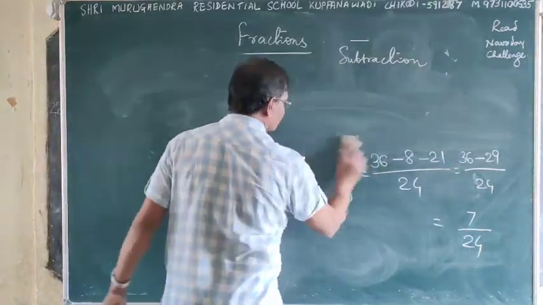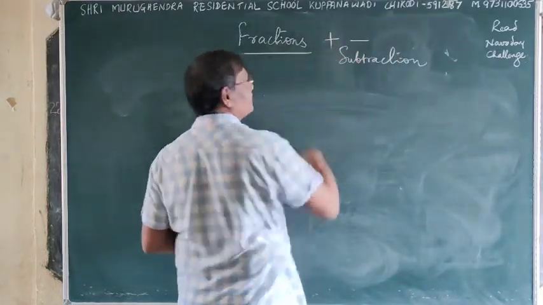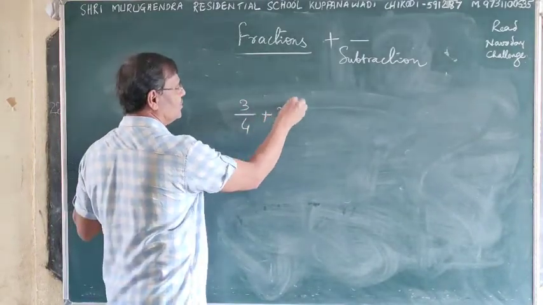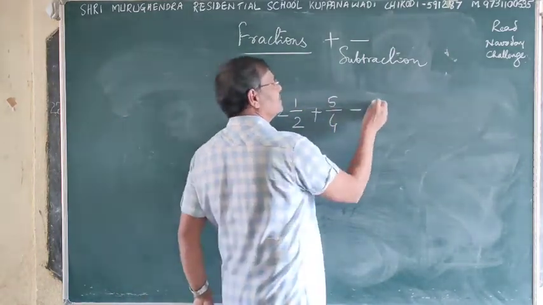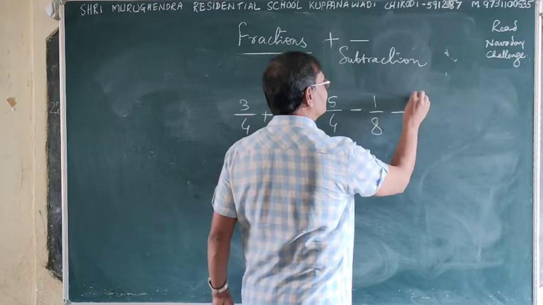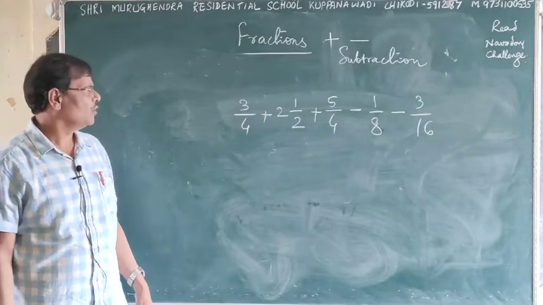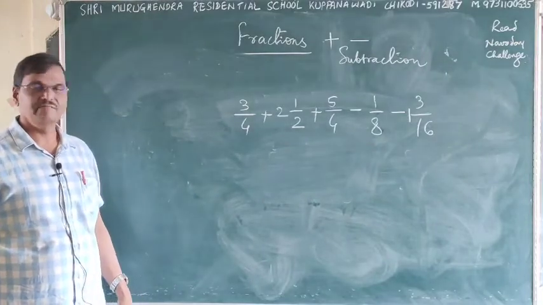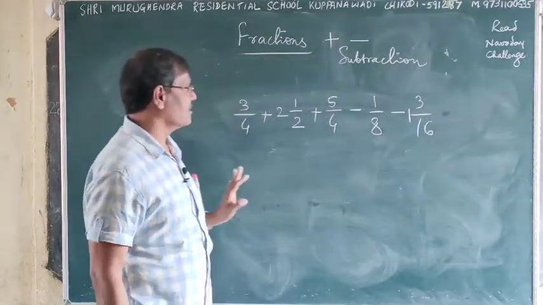Now, sometimes addition and subtraction will be jointed and given. Addition and see, 3 by 4 plus 2 integer 1 by 2 plus 5 by 4 minus 1 by 8 minus 3 by 16. If it is so given, then what are you doing? 1 of 3 by 16 if it is given. You have to make first all the things into improper fractions.